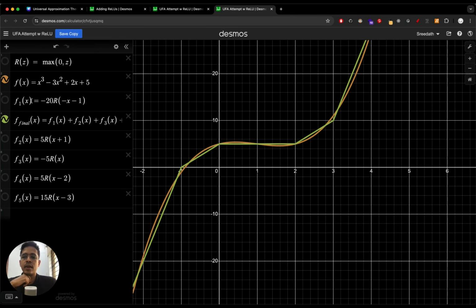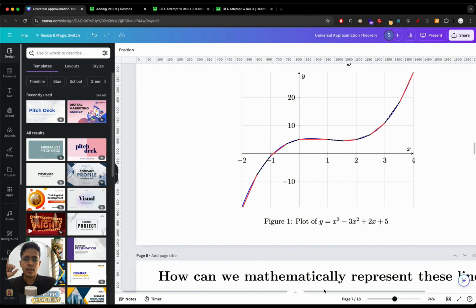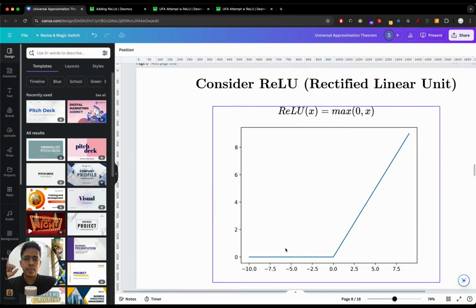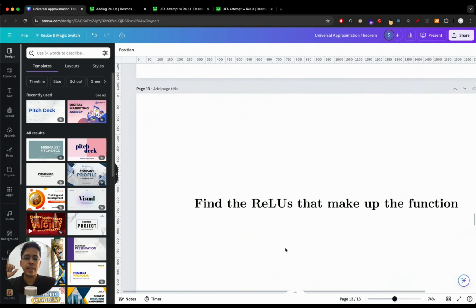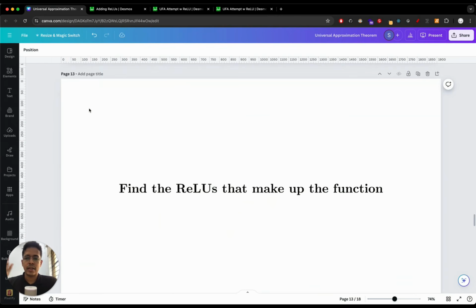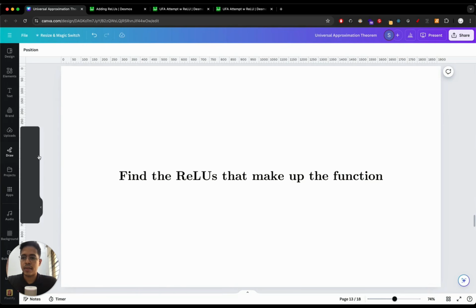We have 1, 2, 3, 4, 5 functions here. I can show you how to represent these 5 ReLU functions, which operate to create this final function called f final, and how this whole thing forms a neural network. So firstly, let us write this down. Let's get back to our PPT. So we got our ReLU function, find the ReLU that makes up our function. Let me write it down so that you also have the reference when we are referring to it again.